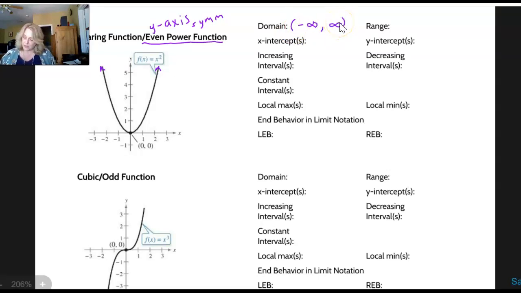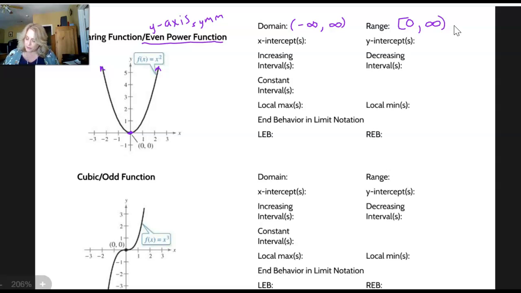Okay? Then for the range, it's different because it does have a low point. So it's included. And so the lowest point on the y-axis is 0. And we would put a bracket to show that 0 is included on the graph. If there were an opening here, we would put a parenthesis here. And then how high does it go? Well, then it goes up forever, doesn't it? So then we do an infinity parenthesis.